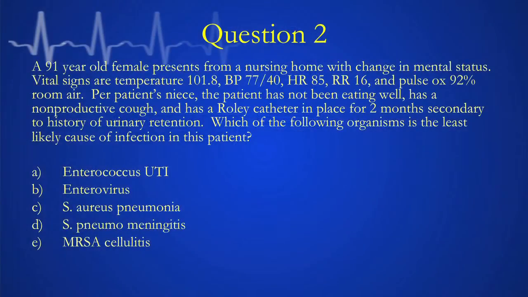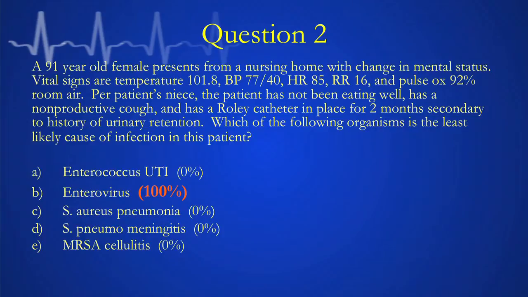Okay, this was question 2. This was the 91-year-old female from the nursing home with a change in mental status, and we wanted to know which of the following organisms was least likely causing the infection in this patient. All right, nobody hit the wrong button. Good job, proud of you guys. Right, no viral infections in the elderly.